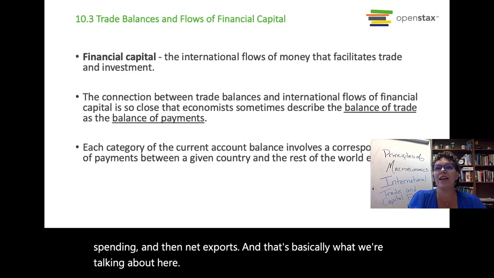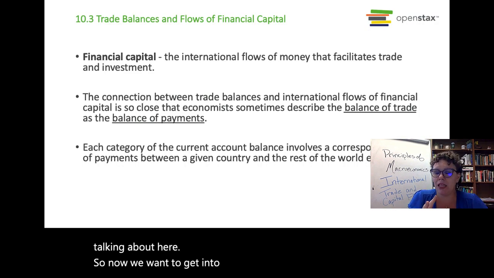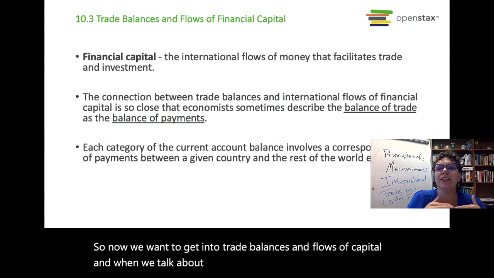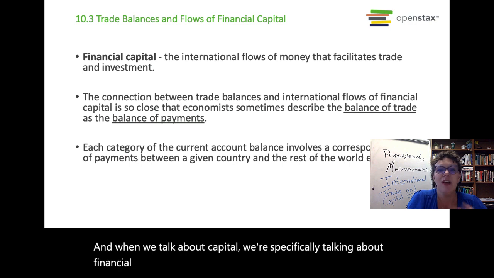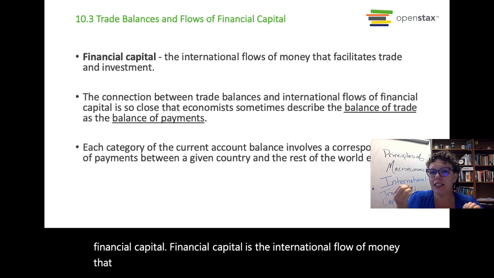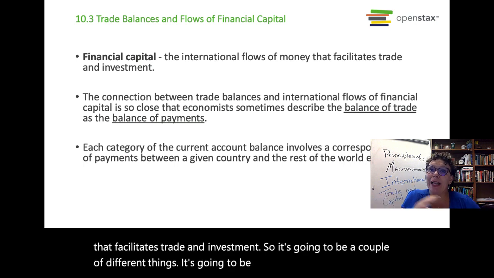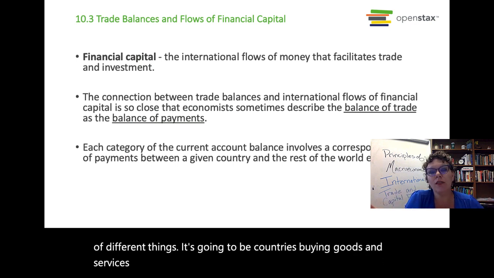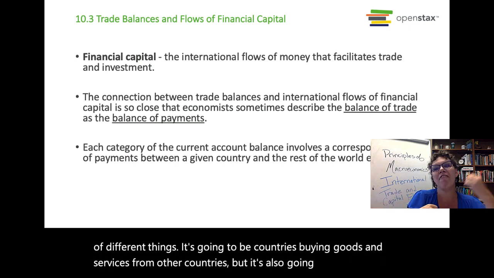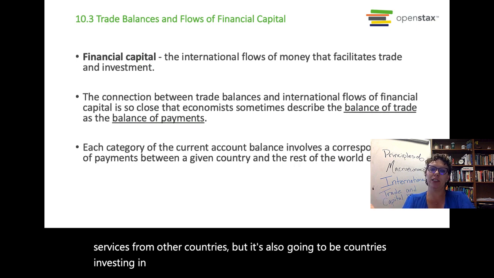So now we want to get into trade balances and flows of capital. And when we talk about capital, we're specifically talking about financial capital. Financial capital is the international flow of money that facilitates trade and investment. So it's going to be a couple of different things. It's going to be countries buying goods and services from other countries, but it's also going to be countries investing in other countries, buying up their debt or investing in their companies.